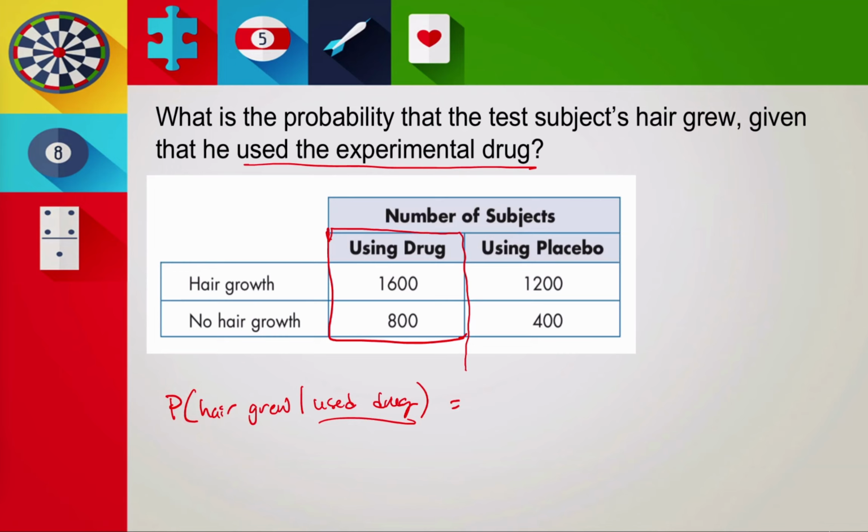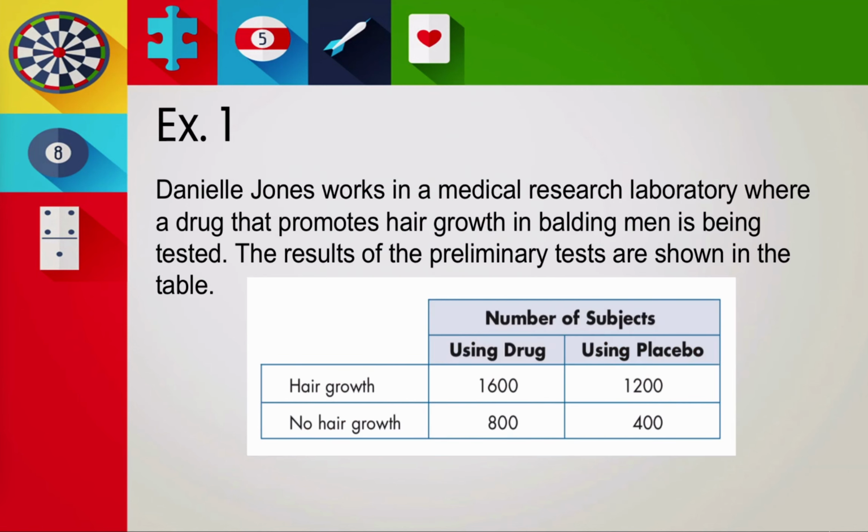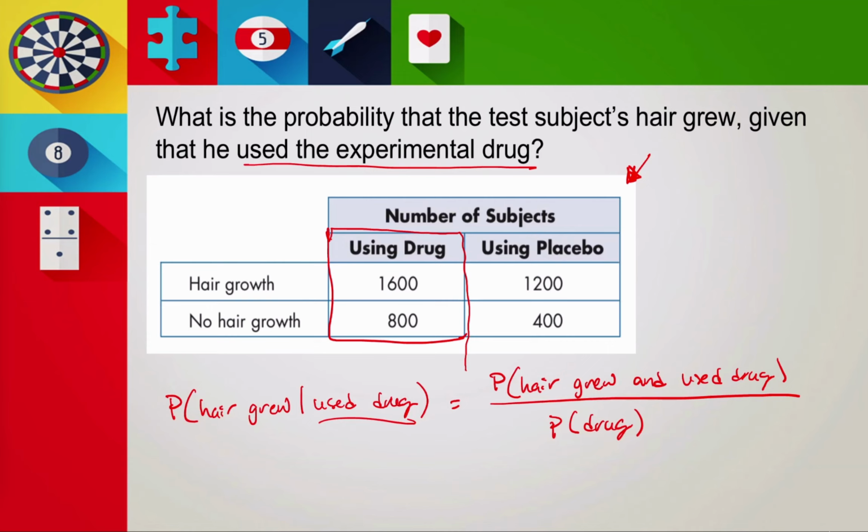So our formula from the previous page says that we're going to do the probability that the hair grew and used the drug over just the probability of using the drug. When we have a table like this, it is called a contingency table or a two-way table. We use this a lot for conditional probability, but what we're going to want to do is tally up the row and the column totals.